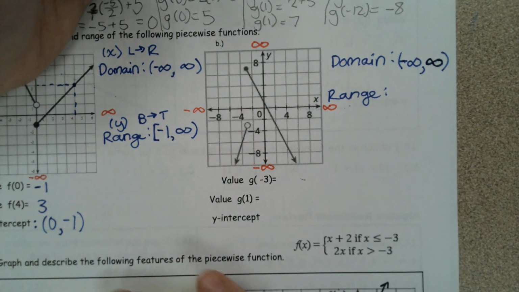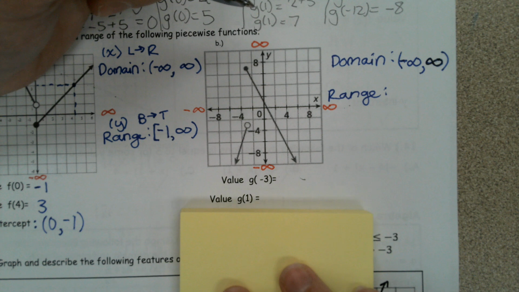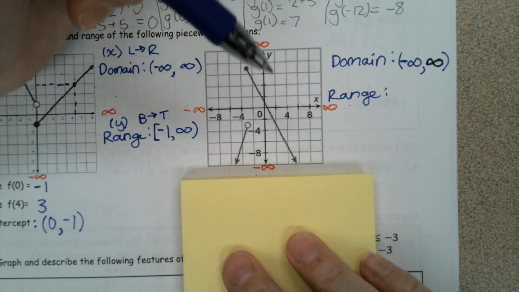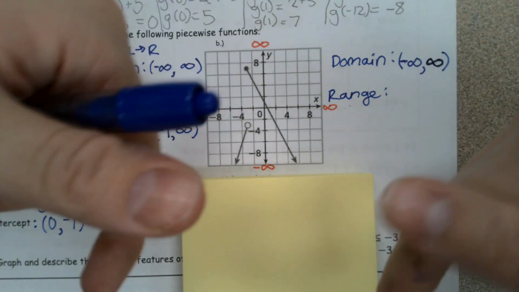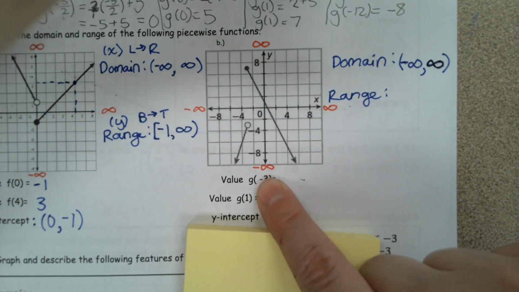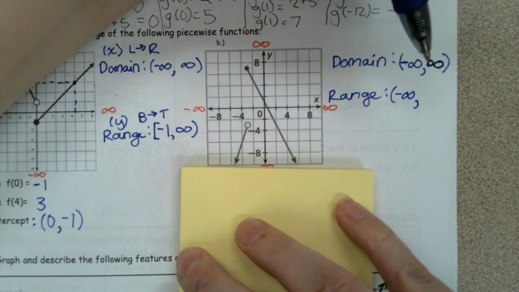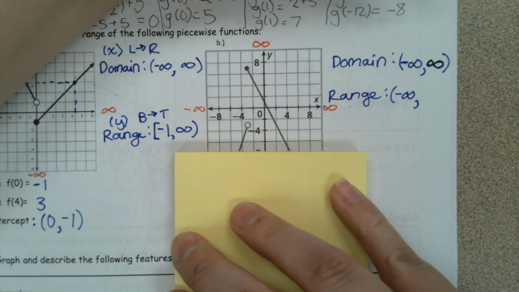Range. Range, we go from bottom to top. We look at the y's. So we're starting at the bottom. Notice I'm starting with 2 arrows here. They're both pointing downward, pointing down towards negative infinity. So that's the start of the range. Then I'm going to follow these lines.